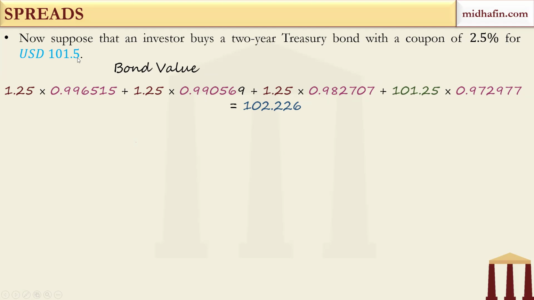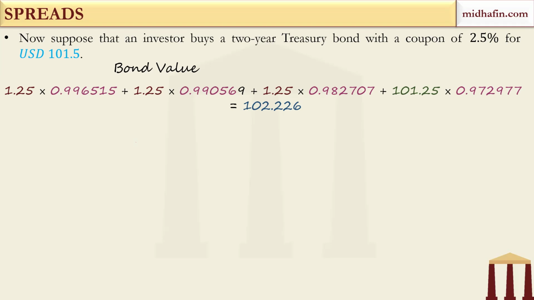But when I purchased it, I was actually able to get it at 101.5. So this extra saving that I was able to make is actually the profit. This extra earning, 102.226 minus 101.5, is $0.726. This extra profit benefit that I got, I then will convert into a spread. That means, what is the excess interest that I'm earning every period over the current interest rates? That is what I want to find out.